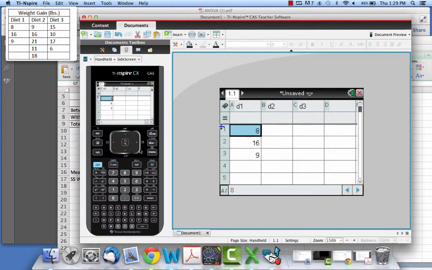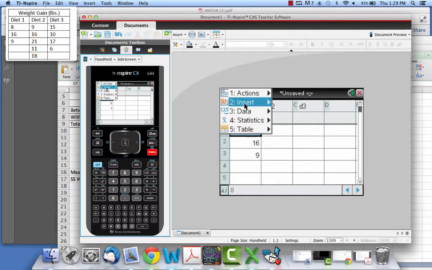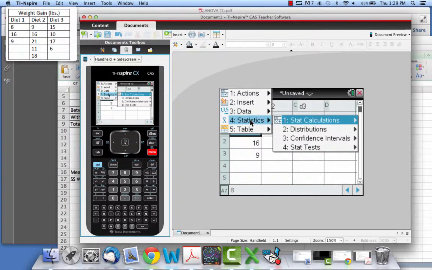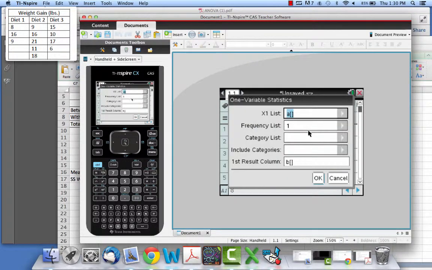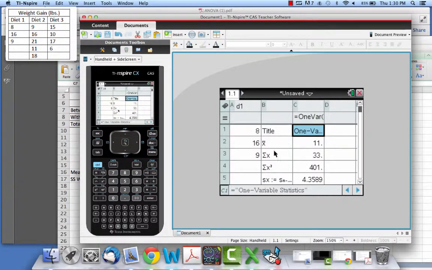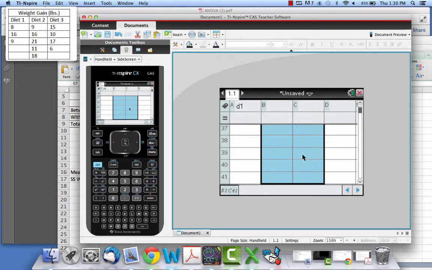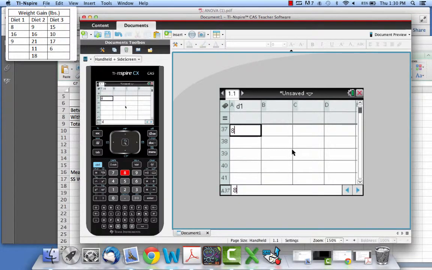So I go to stat calculations, one variable stats. And then I say, okay, so it's result over here. So I see here that the mean is 11. That's what I calculated before, but I could have used one variable stats to discover this, okay? So now I'm going to delete this all. And I guess I deleted everything, so I'll put this back.